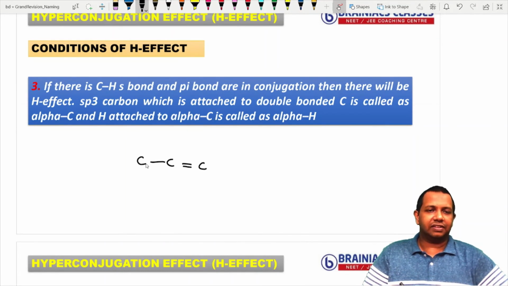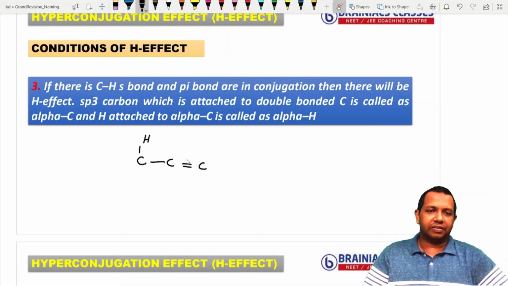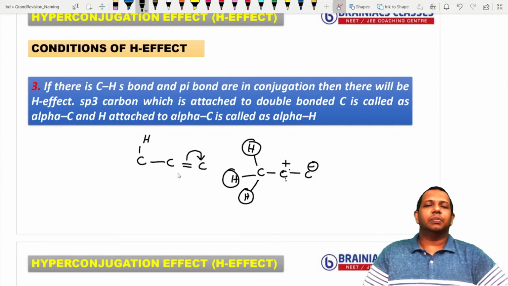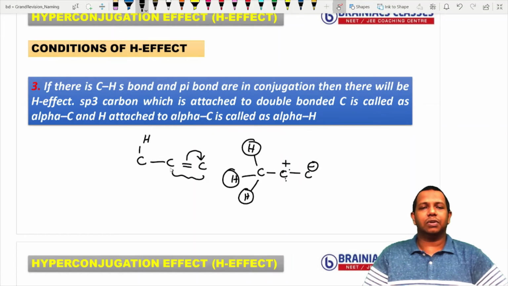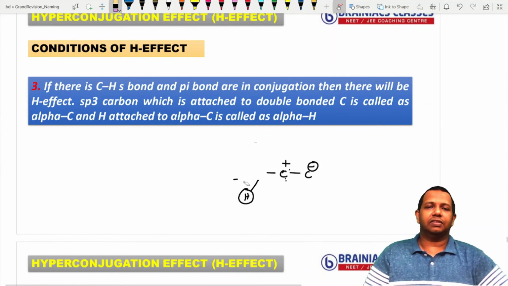Now the third possibility is whenever a carbon double bond carbon is present, and near to that there is a carbon atom with a hydrogen atom, then whenever an attacking reagent comes, this double bond has a tendency to polarize. This carbon will become positive and this will become negative. Then again the same condition happens: carbon with a hydrogen atom like this, so there is a deficiency. So these 3 hydrogen atoms will have a tendency to help this carbon. So the third possibility is if there is a carbon double bond carbon, and near to that a carbon with a hydrogen atom, then it will also show the hyperconjugation effect. So I have explained the 3 possibilities.